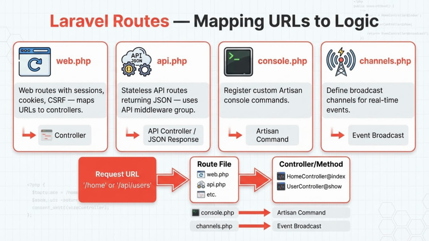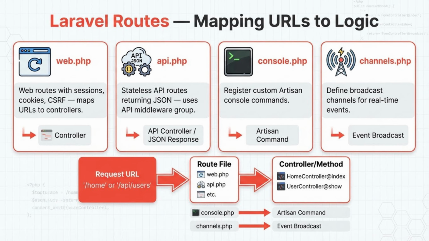In this part of the Laravel project structure, we explore the routes folder, which is responsible for mapping incoming URLs to the logic that handles them. When a user visits a URL like /home or sends an API request such as /api/users, Laravel checks the routes files inside the routes directory to decide what should happen next.